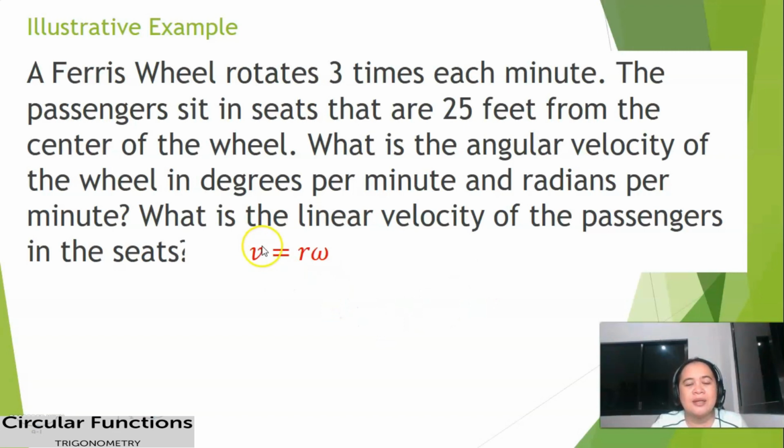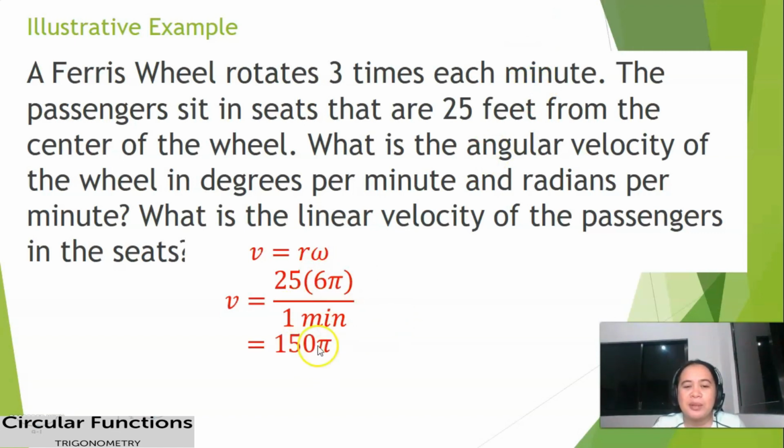Now take note, linear velocity is radius times angular velocity. And our radius here is 25 feet. So angular velocity, how come it's 6 pi? Take note, it rotates 3 times. So that would be 2 pi times 3, so 6 pi per minute. So simplifying, we will have 150 pi, or that would be 471.2 feet per minute.